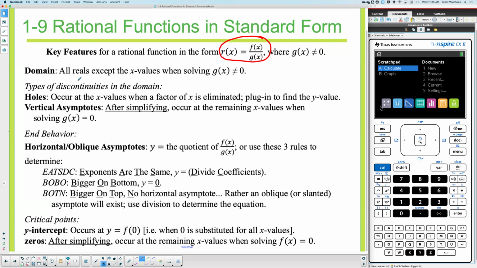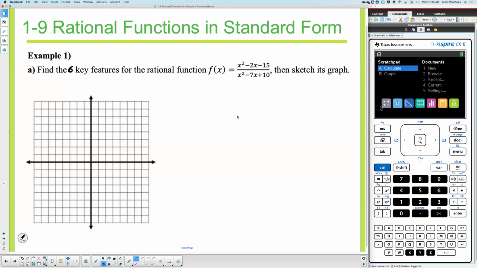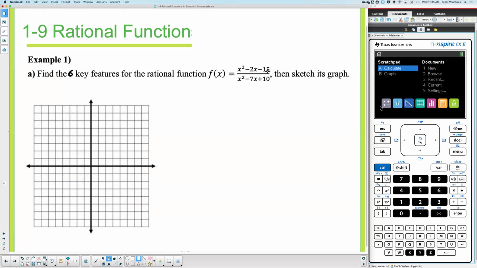Okay, with that, let's look at example 1a. It says again, find the 5, change that to a 6. We're going to find our 6 key features for this rational function, then sketch its graph. So first, we're going to factor this equation. If you remember, what's the best way to factor something that's 3 terms like this? X method. You first need to check for GCF though.